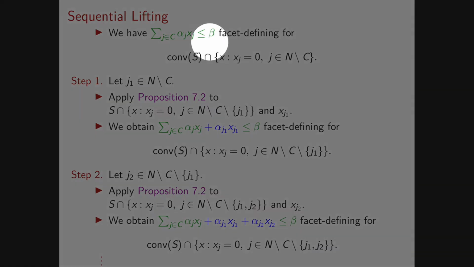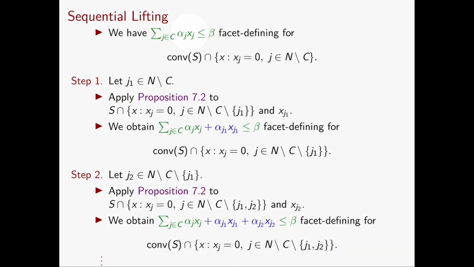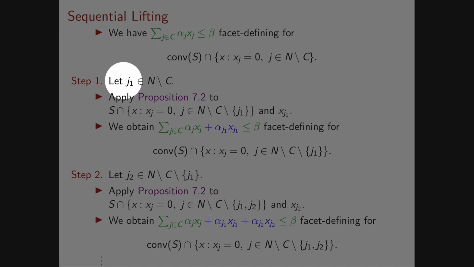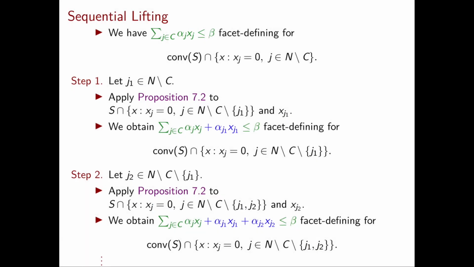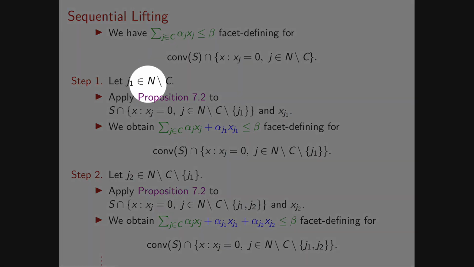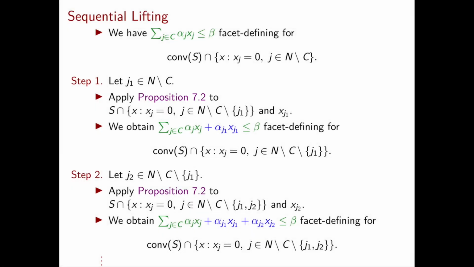And one by one we want to bring them inside the inequality. So let's pick the first index that we want to bring from here to the inequality. So let j1 be in N minus C. Now we apply proposition 7.2, but we have to be a little bit careful to which sets and which variables we apply such a proposition.